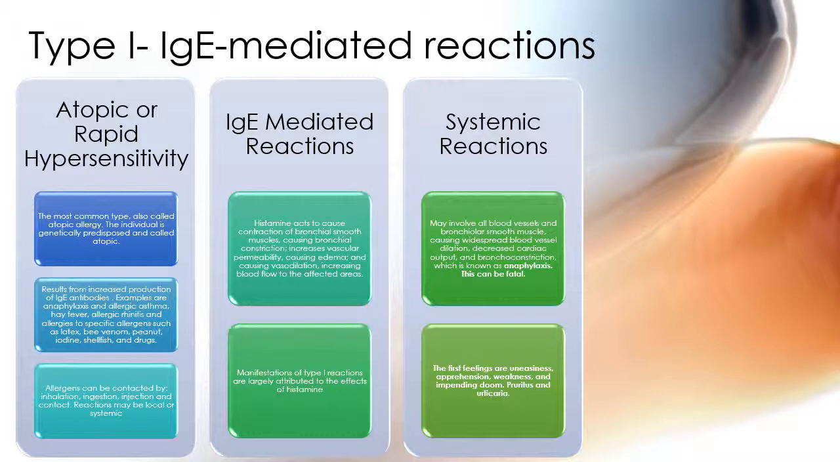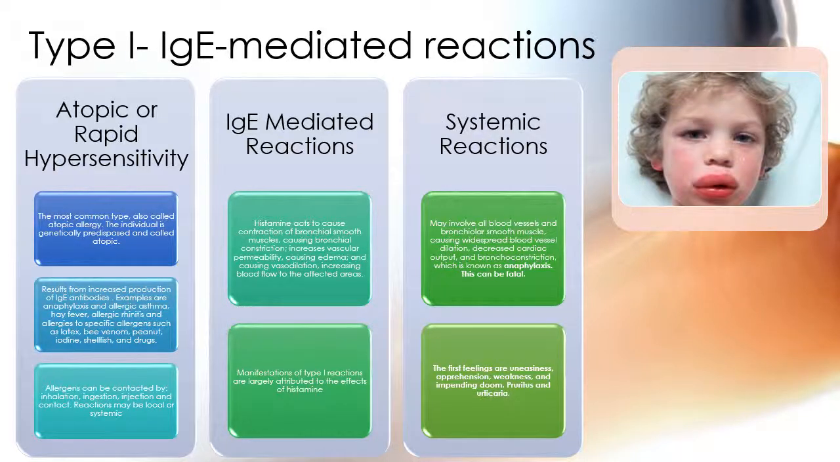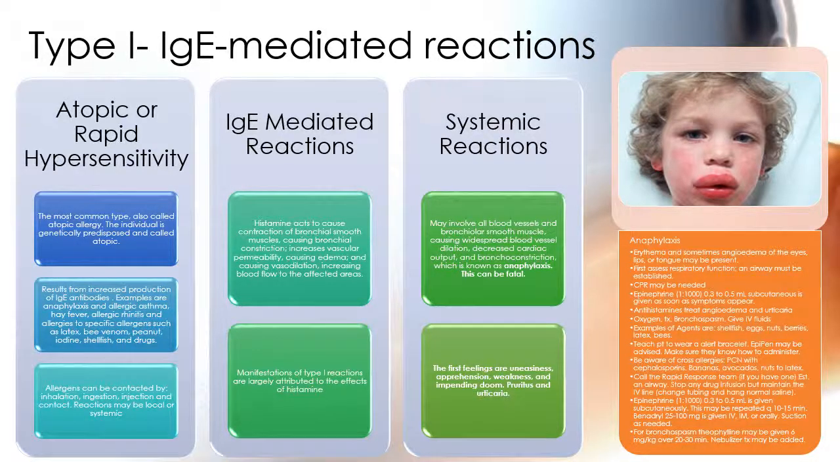Okay, so now we're going to discuss anaphylaxis. The patient can have erythema and sometimes angioedema of the eyes, lips, or tongue. You want to first assess the respiratory function, make sure there's an airway established. CPR may be needed. They may need epinephrine, antihistamines, or oxygen.